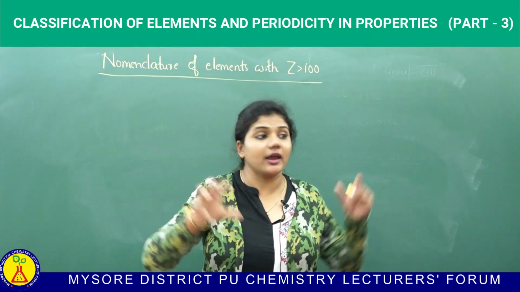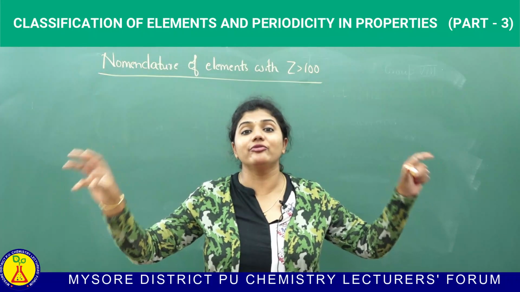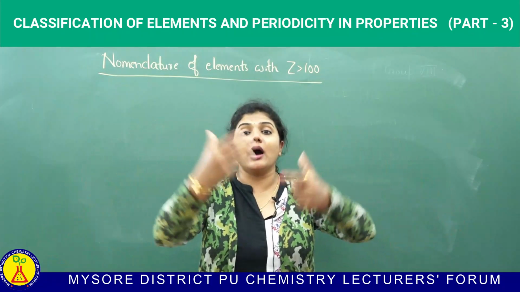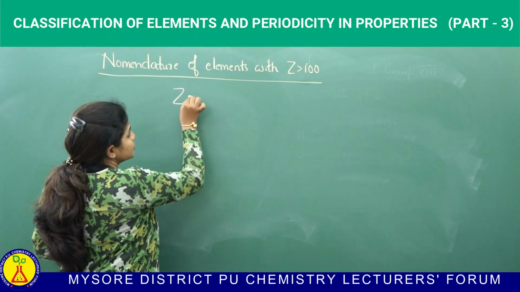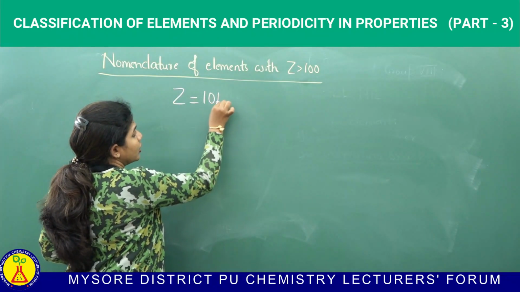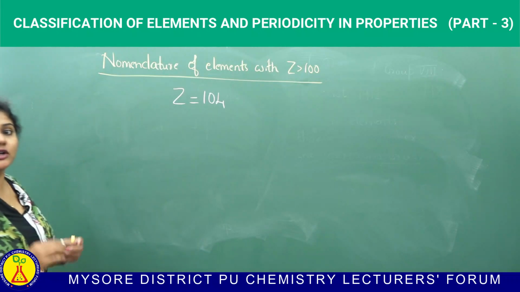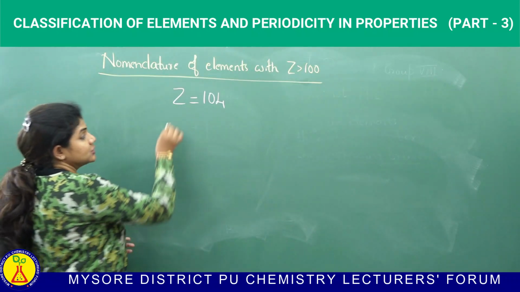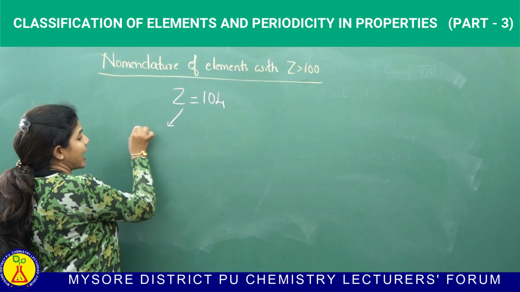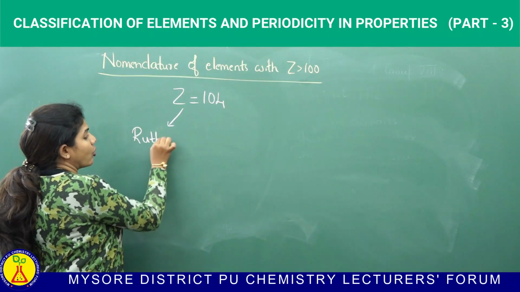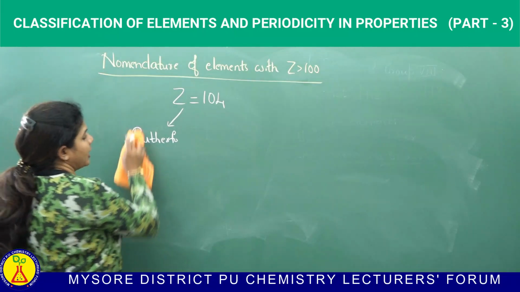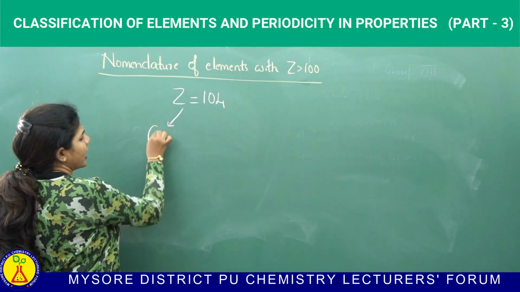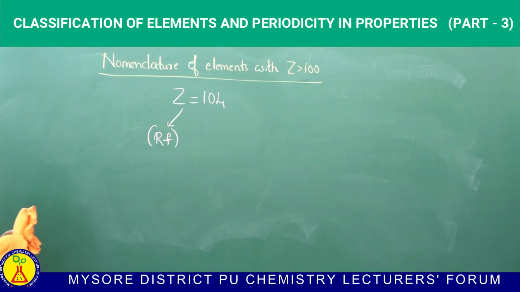So again, when an element is discovered, various scientists from different countries make discovery claims. For example, I'll write one element with atomic number 104. The American scientists called this element Rutherfordium. They called the element Rutherfordium.